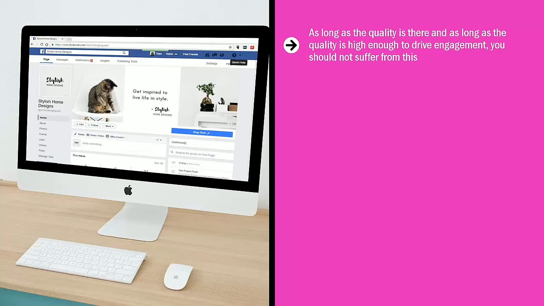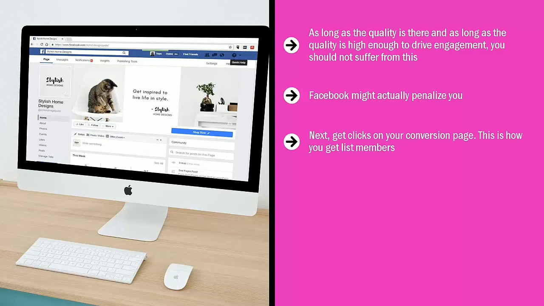However, if you just publish stuff that has absolutely no engagement, Facebook might actually penalize you. If you think very few of your fans are seeing your content now, wait until Facebook punishes you for low engagement. Even fewer of your fans will see your content after the penalty. Next, get clicks on your conversion page. This is how you get list members. Finally, you auto-publish your email updates and you get conversions passively. That's how you play the game.